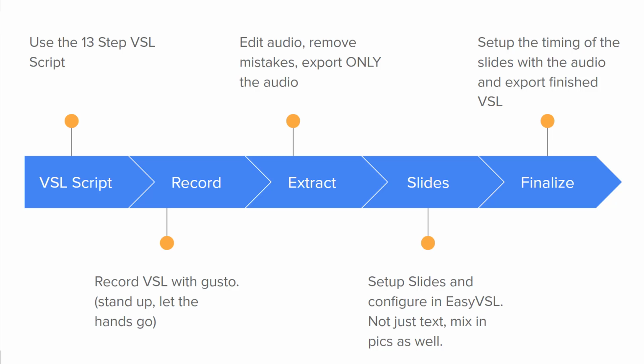So the first thing I'm going to do is create my script. Now I have a 13-step VSL script that I use, and I go through and I create my script, and then I'm going to go and record it. So I'm going to record my VSL, and I'm going to do it with some gusto. So what do I mean? Sometimes I will read the script while standing up, and always when I read my VSL scripts, I try to let my hands go. I try to shake my hands, let them go, clap my hands together sometimes, point, just basically let the hands go.